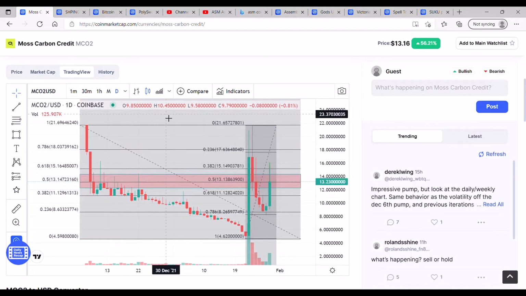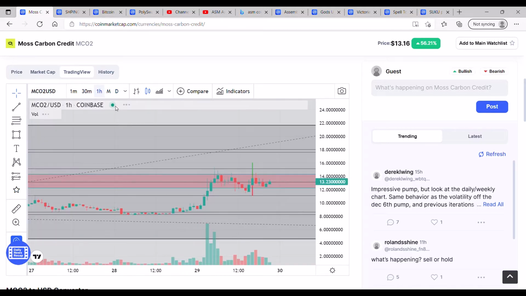And at the moment we've been dancing around within this channel for the best part of the day. About 6 hours ago now, I made a prediction that we were either going to move north or south, and we haven't really done either. We have just consolidated in the middle.